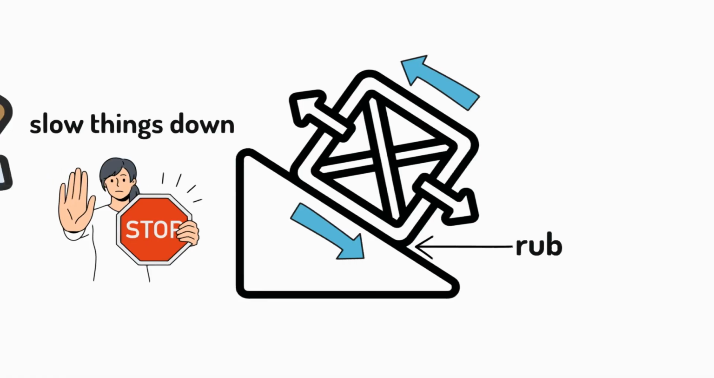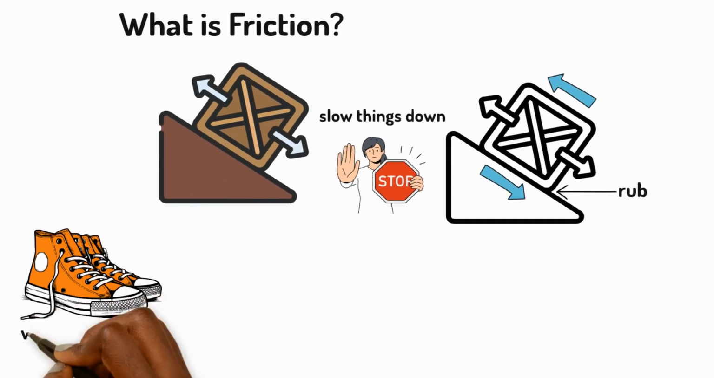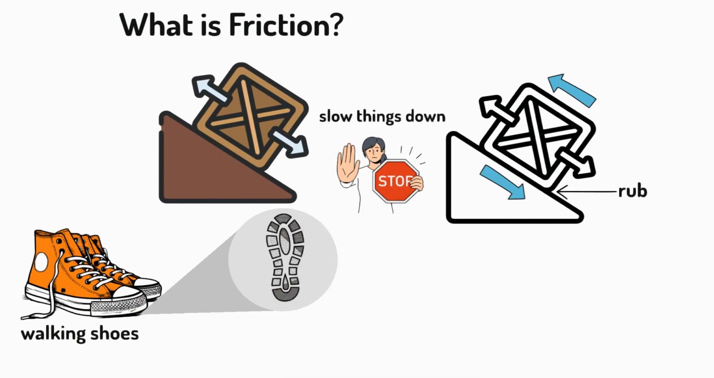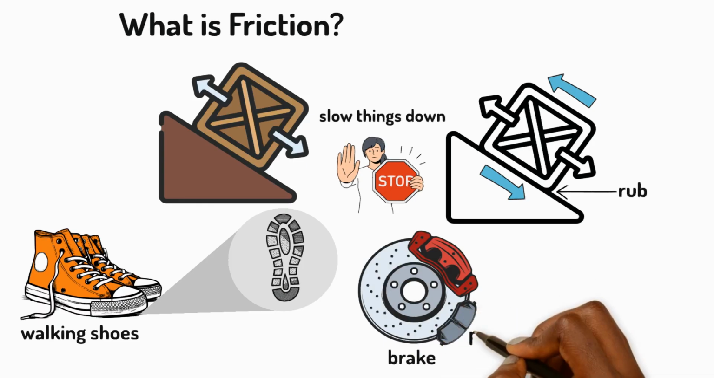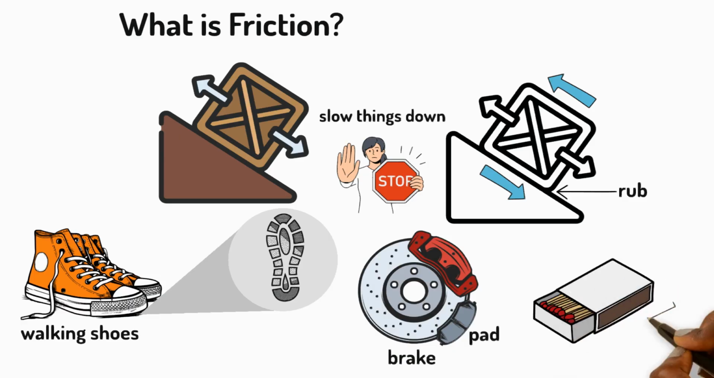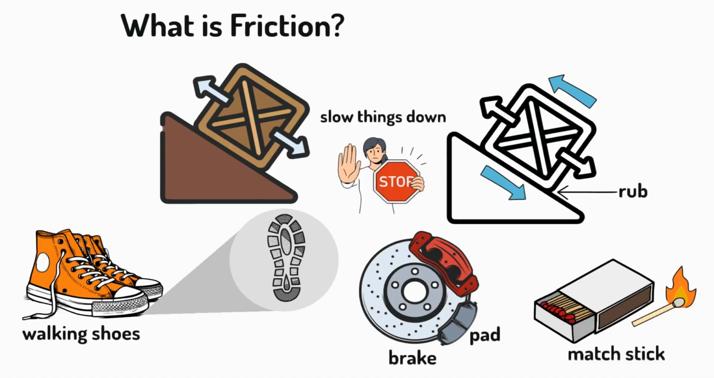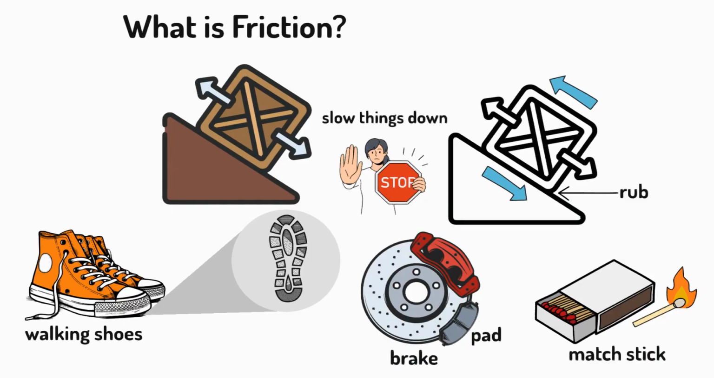Some everyday examples of friction are walking shoes. They have treads underneath them that grip the ground, allowing us to walk without slipping. Or, when we press the brakes in a car, brake pads rub against the wheels, slowing the car down. Striking a match against a rough surface generates enough friction to create a spark and light the match.